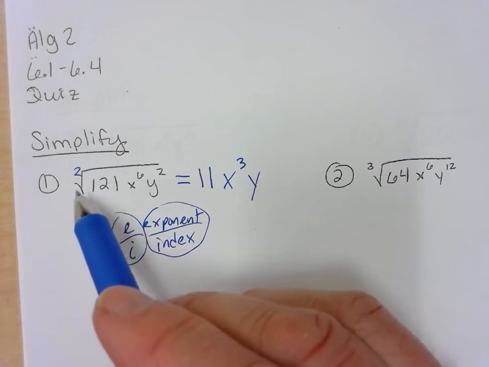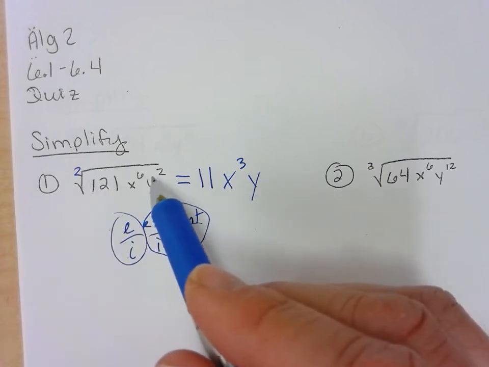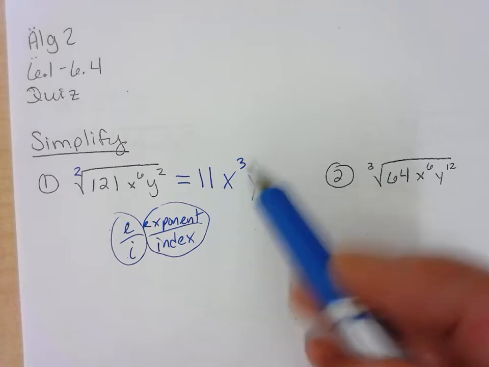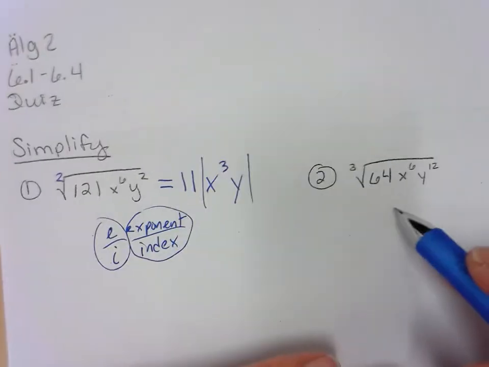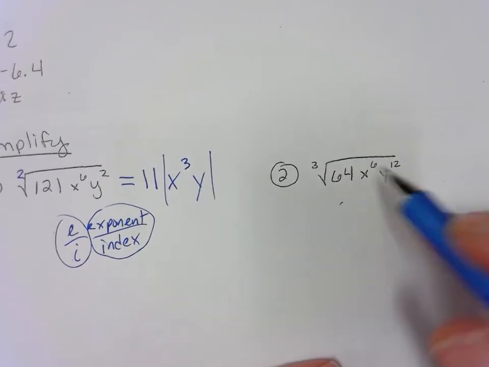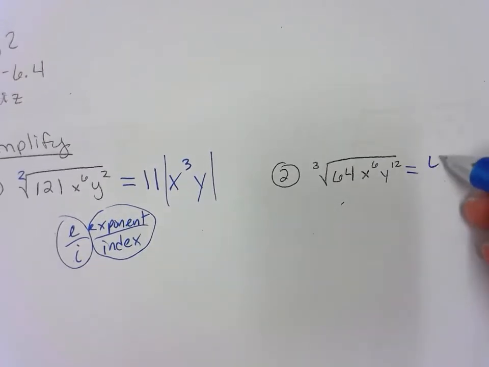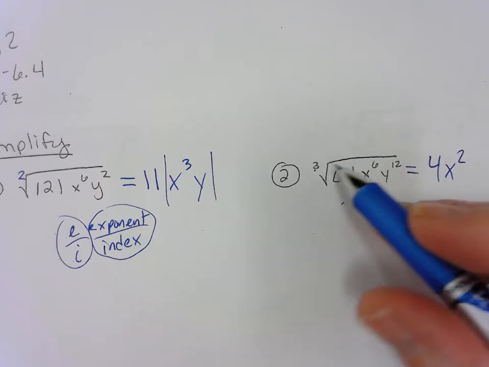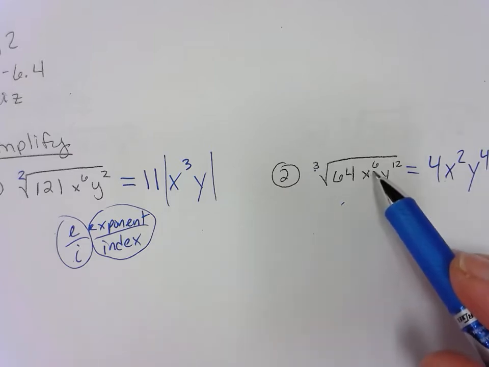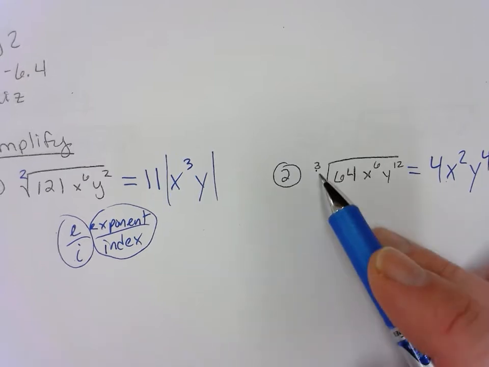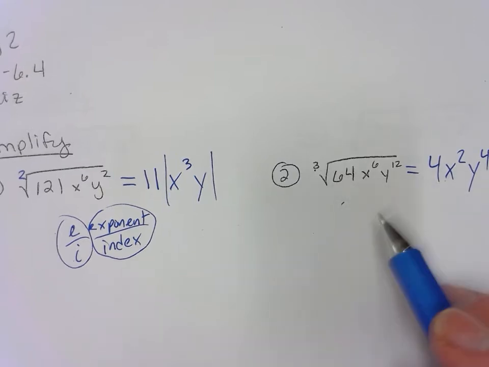Now, anytime there's an even index and then an odd result, we add absolute value, and that happens on each one of these. So technically, that's the right answer. The cube root of 64 is just 4. 6 divided by 3, and 12 divided by 3. So it is x squared y to the fourth, because you divide each of those by 3, and then the cube root of that. Now it's odd, even, so we don't have to worry about absolute value.